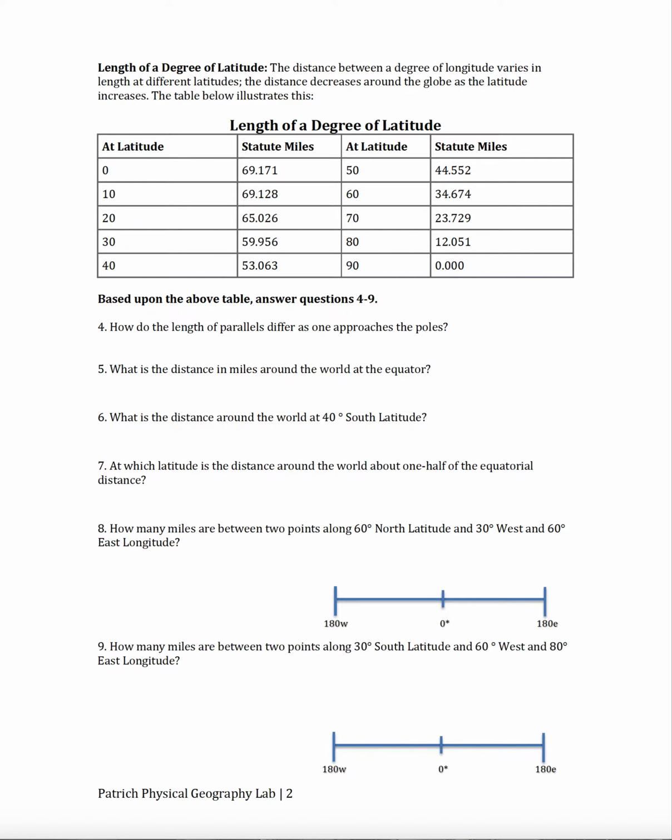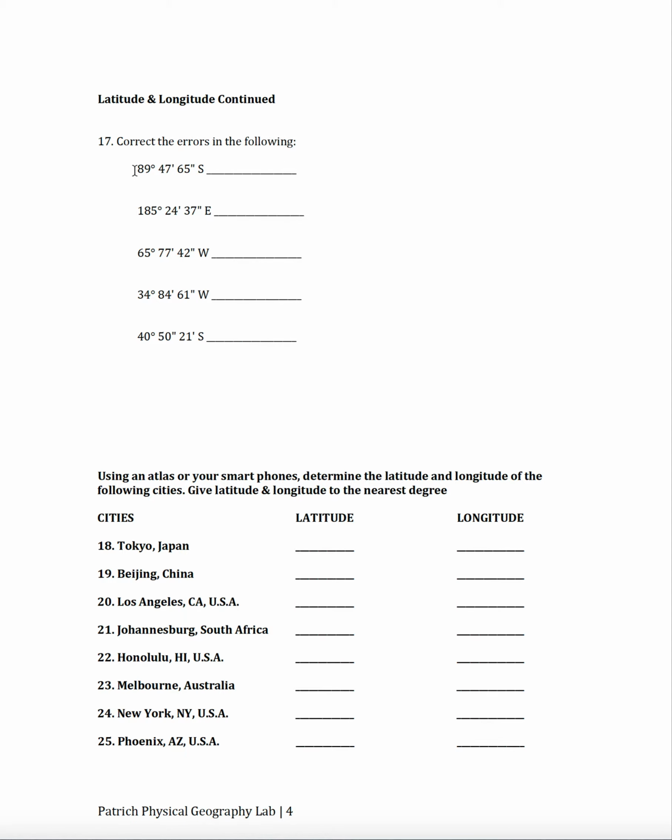Instead, we use the formality of degrees, minutes, and seconds. It sounds a lot like time. It almost operates like time, but it has nothing to do with actual time. So what does that mean? Well, we can think of this degree value as hours, this one with one tick mark as minutes, and this as seconds. So if this is the answer, 89 degrees, 47 minutes, and 65 seconds, it's asking you to correct the error.